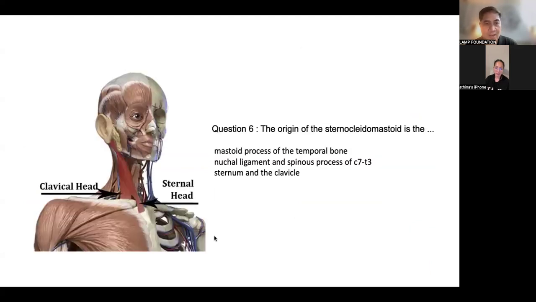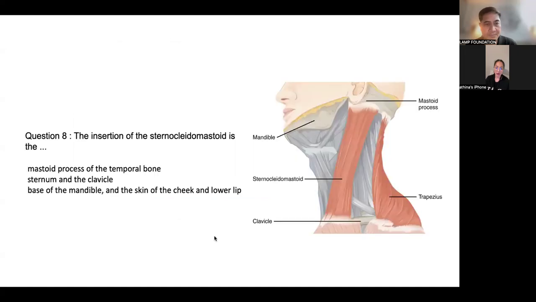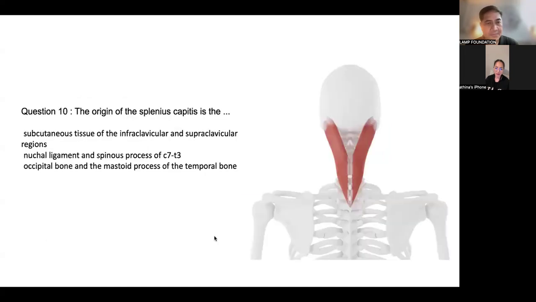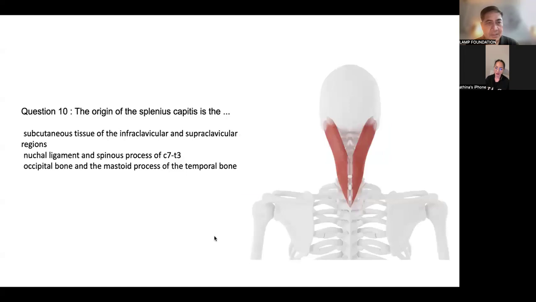Origin of the sternocleidomastoid is the sternum and the clavicle. Insertion of orbicularis oris is the skin at the corners of the mouth. Insertion of the sternocleidomastoid is the mastoid process of the temporal bone. Origin of the scalenes is the cervical vertebrae, C2 to C7. Oh, sorry, the origin C7.